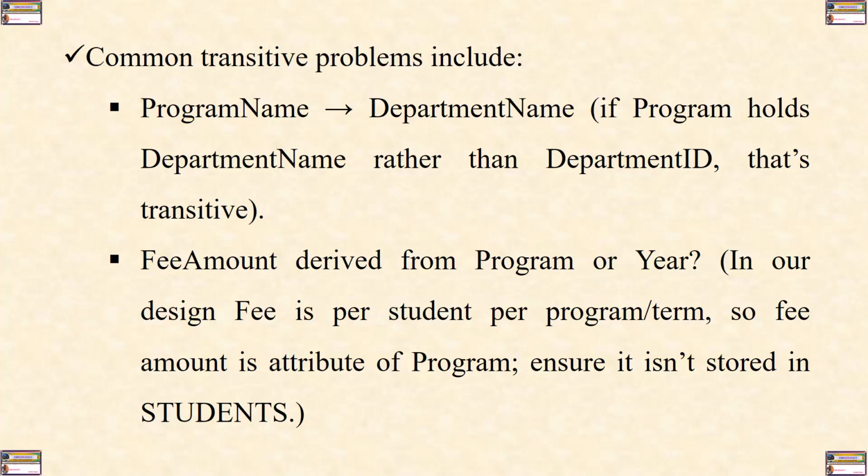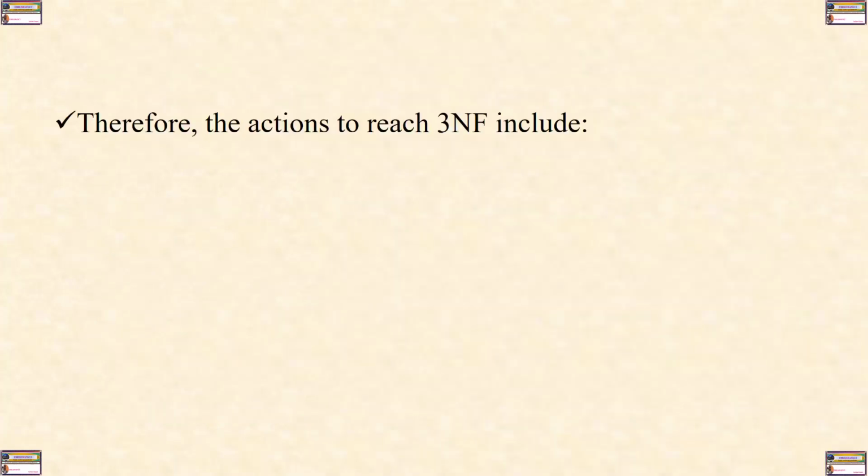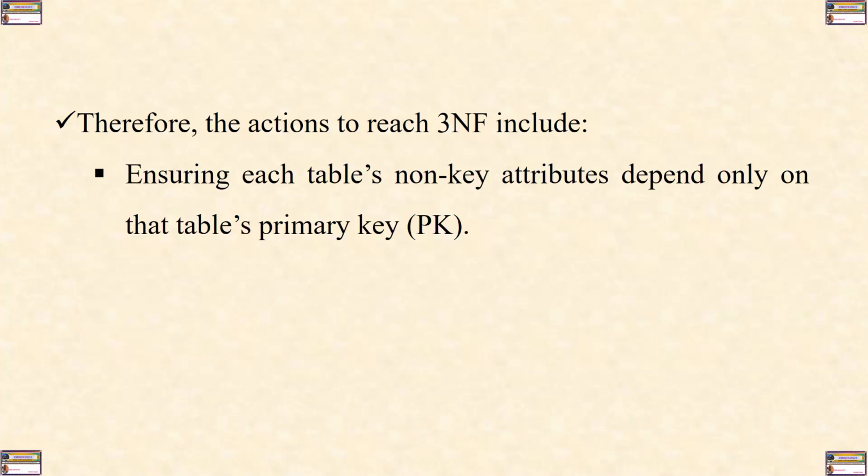And it's for that reason that we have ensured that fee amount is treated as an attribute of program, so that we don't store it in the student's details table. So you have to ensure that specific fields are in their respective tables. Therefore, the actions to reach that normal form are as follows.